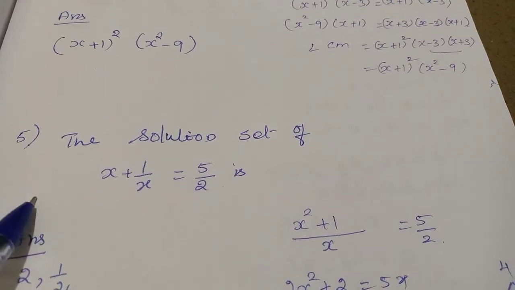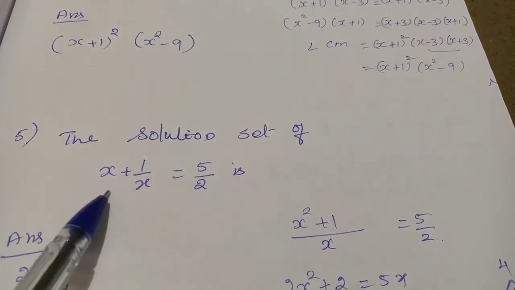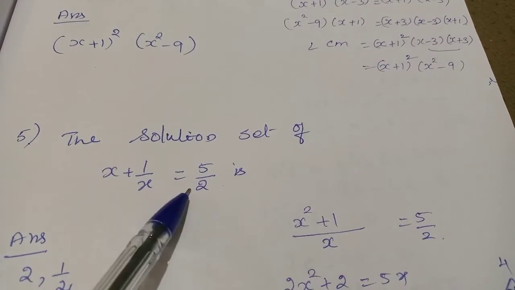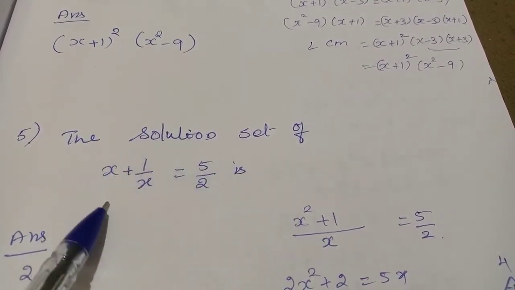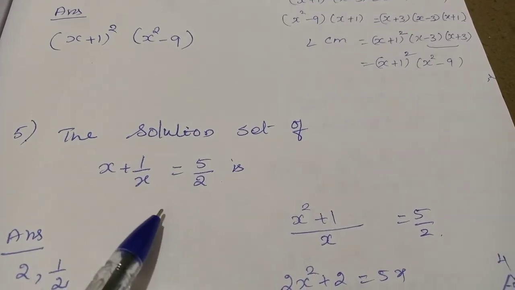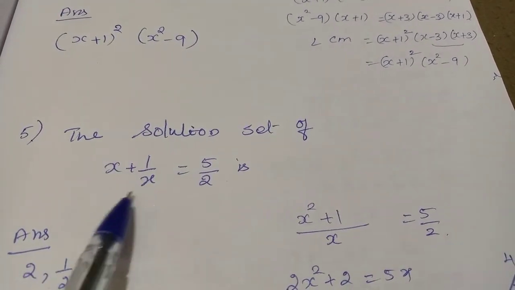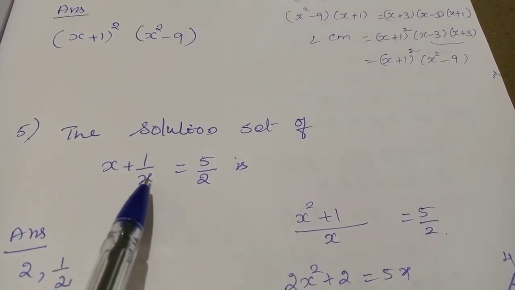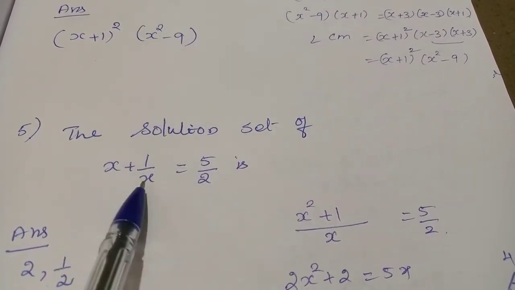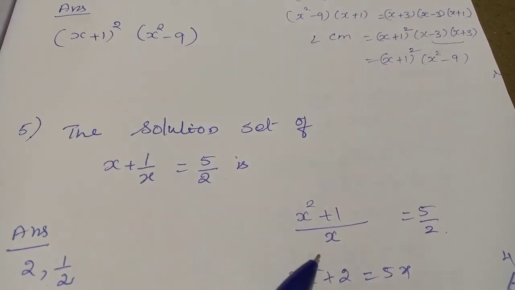Question number 5. The solution set of x plus 1 by x equal to 5 by 2 is. Okay, what is the value of x? So how to find out? Let us take the LCM of the LHS. What is the LCM of this denominator? x is the LCM. We want to write it in the denominator.